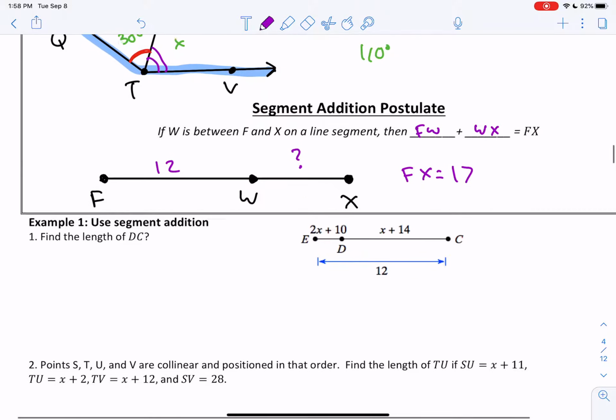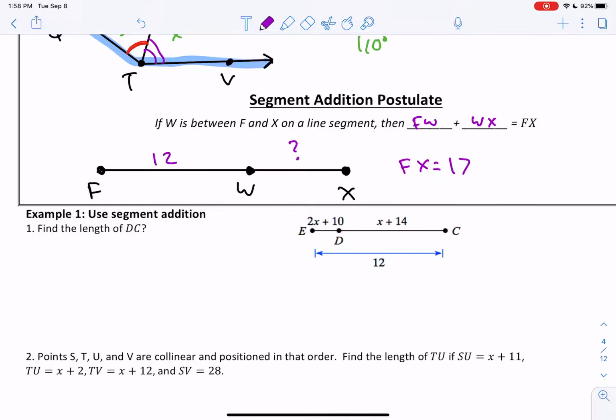Now, one of the ways we use the segment addition postulate would be right here in example number one. I have this line segment, EC, and EC has an endpoint there and an endpoint here, and then I've got D, which is located in between these two parts. Part one right here is 2x plus 10, that's ED. Part two right here is x plus 14, that's DC. And then I'm given that 12 is going to be the entire length of the entire segment.